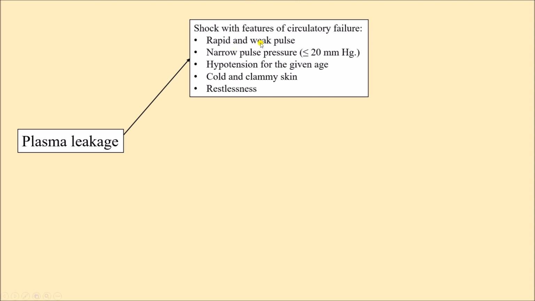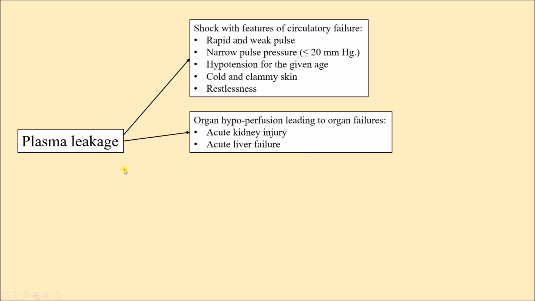Along with that, the oxygen and the necessary nutrients are delivered to different organs. We can have narrow pulse pressure, hypotension for the given age, cold and clammy skin, and restlessness. So all these are features of circulatory failure that occurs due to shock. This is one of the clinical features because of plasma leakage.